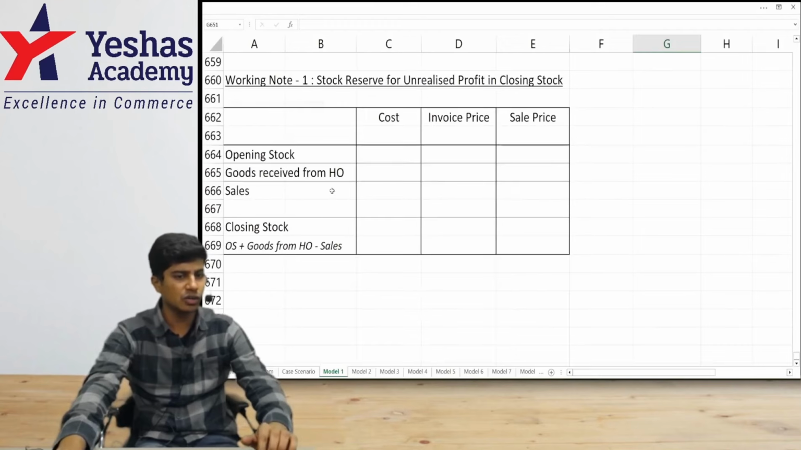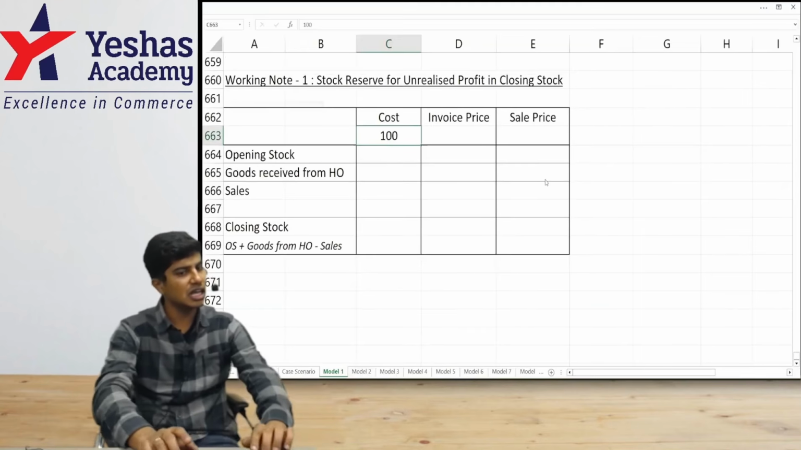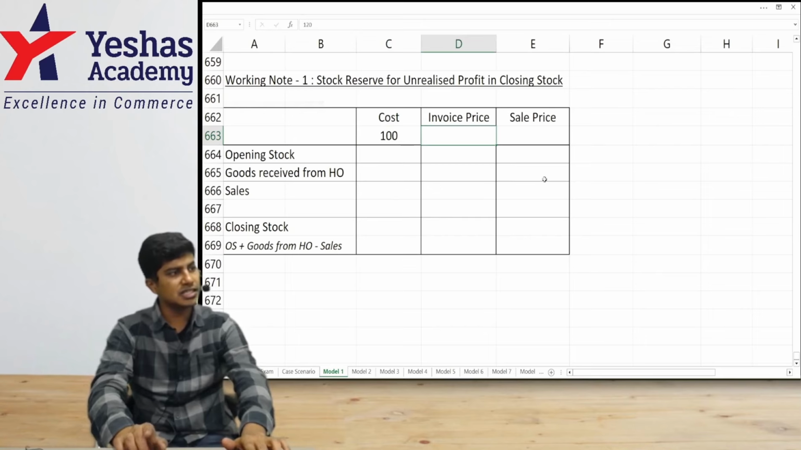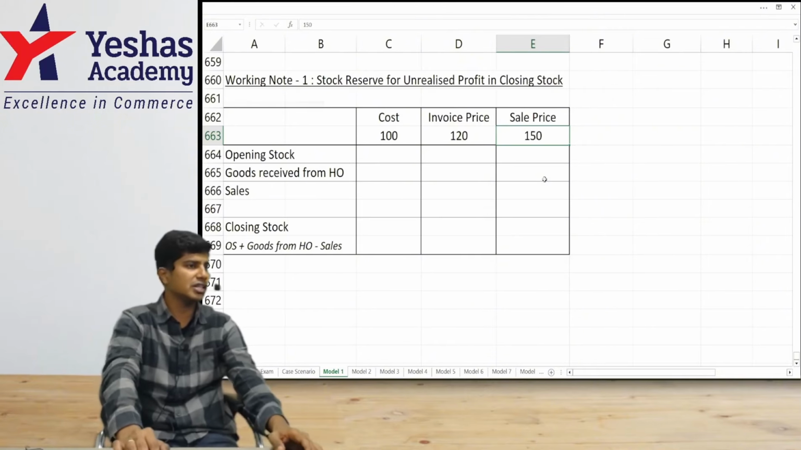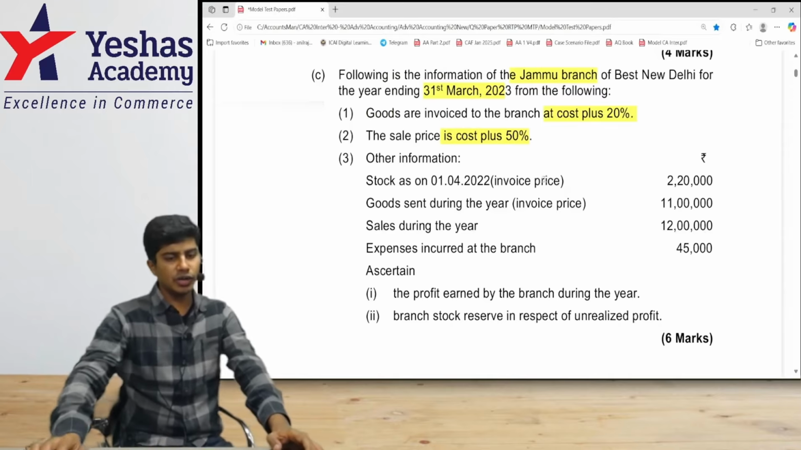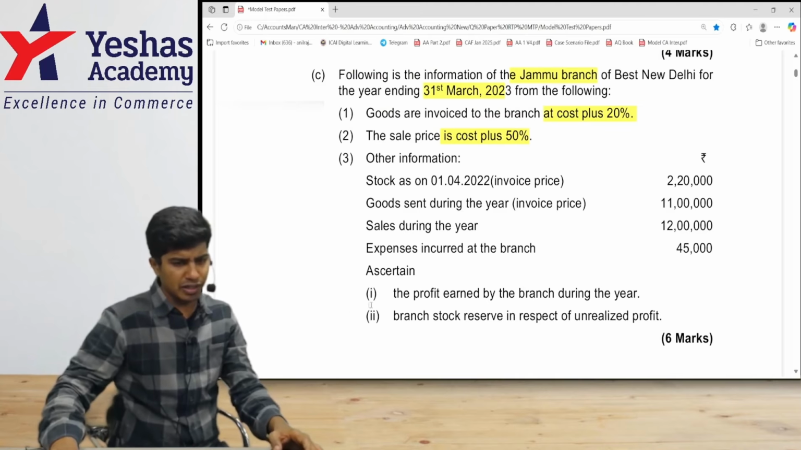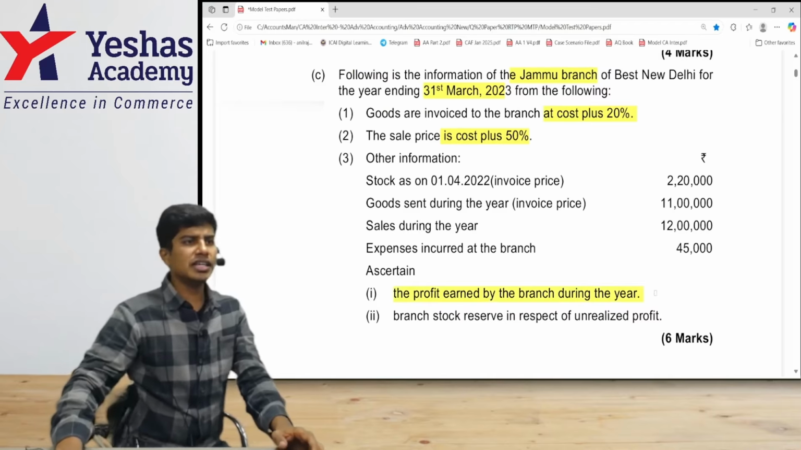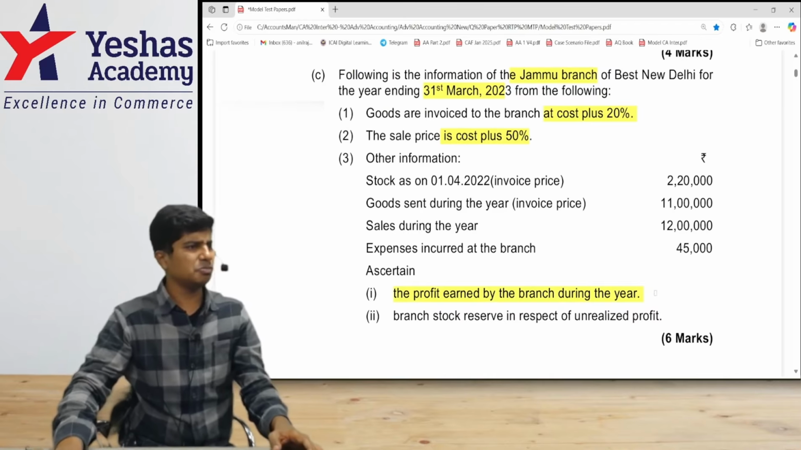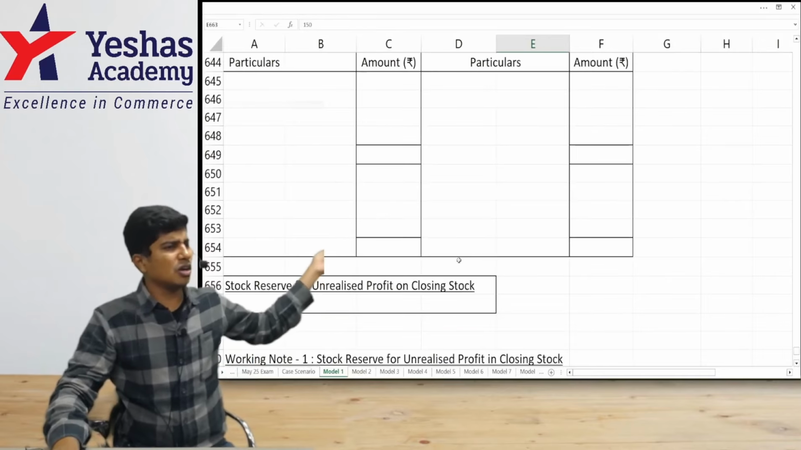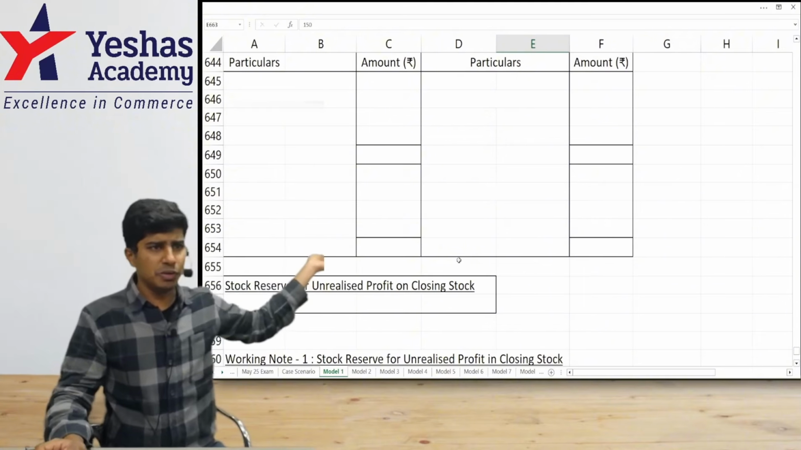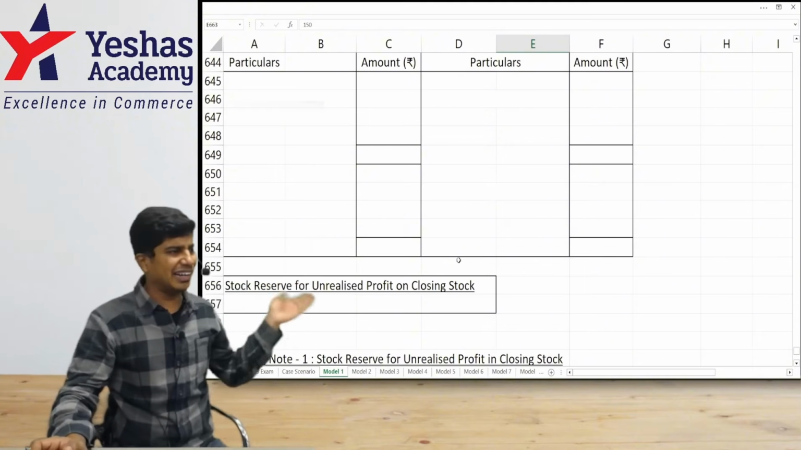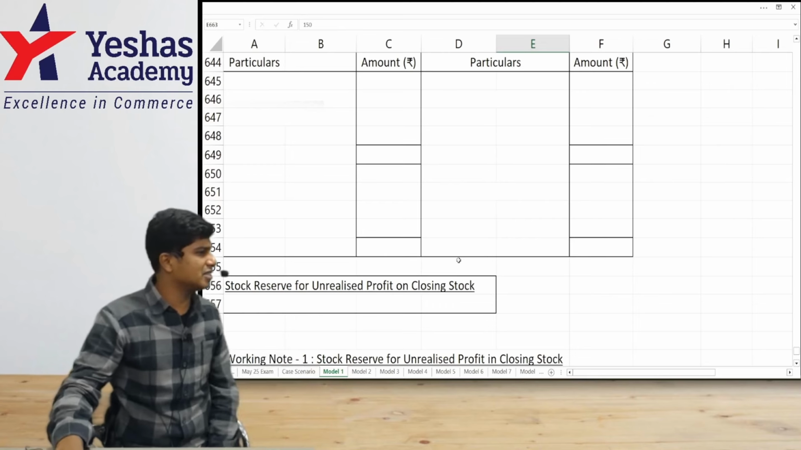I will do a cute working note here. Observe. Cost is 100. Invoice price is 20% more than cost, which is 120. Sale price is 50% more than cost, which is 150. Once you write this, the rest of it will be very simple. They want us to identify the profit earned by the branch, so prepare trading and P&L account. Opening stock, in place of purchase, we'll write goods sent to branch. Write sales, write closing stock, we'll find GP. Bring the GP down to P&L account, write indirect expenses, find net profit as balancing figure.